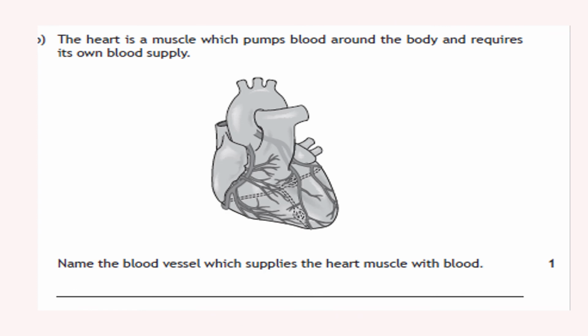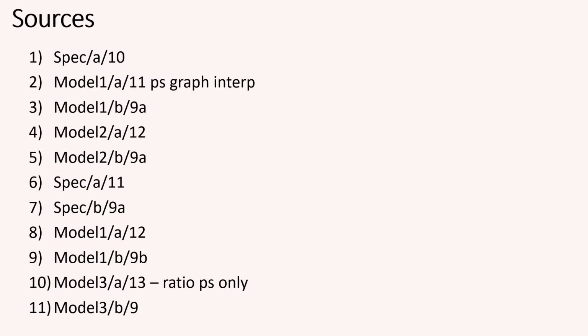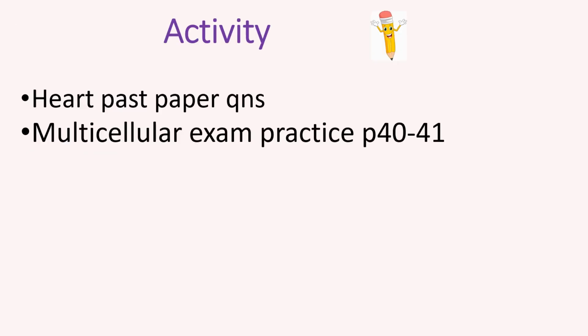The last question is: the heart is a muscle which pumps blood around the body and requires its own blood supply. Name the blood vessels which supply the heart's muscle with blood. So pause the video and try to answer the question before I go over the answer. So the answer is the coronary arteries are what supplies the heart with its own blood supply. So these are where the SQA questions came from. Now you can complete the activities below to review your learning by doing the heart past paper questions and the multicellular exam practice questions on page 40 and 41.